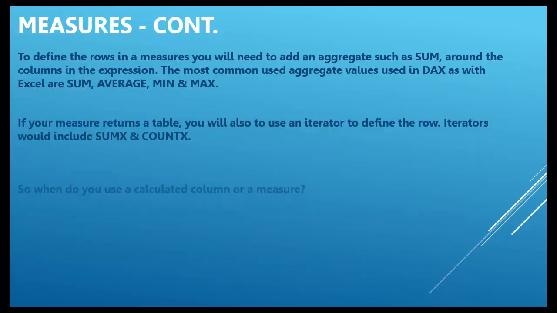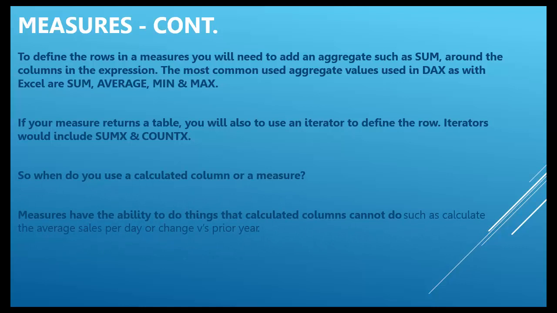Now let's continue. Some of the important and most commonly used measures within DAX are SUM, AVERAGE, MINIMUM, and MAXIMUM. And if you are looking to iterate data row by row within measures, we can use SUMX and COUNTX to create the table. So when do you use a calculated column or a measure?